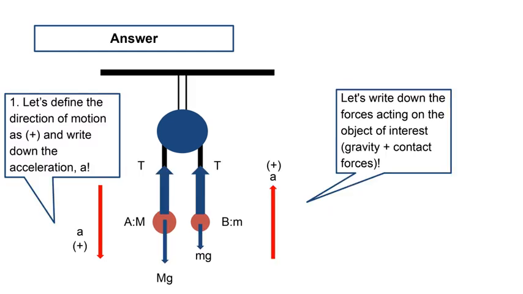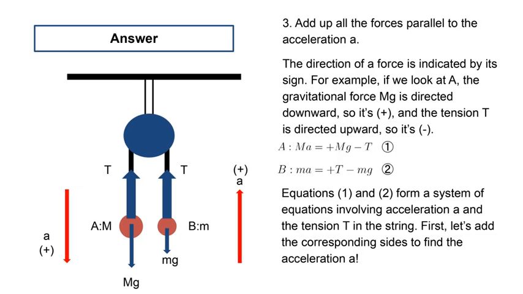1. Let's define the direction of motion as plus, and write down the acceleration a. 2. Let's write down the forces acting on the object of interest: gravity plus contact forces. 3. Add up all the forces parallel to the acceleration a. The direction of a force is indicated by its sign.